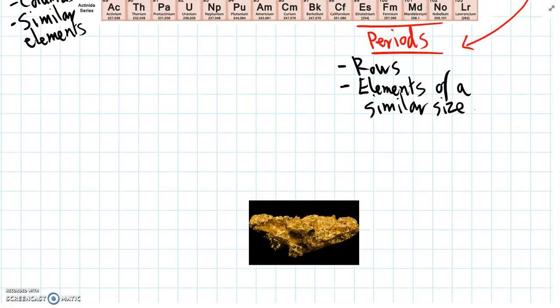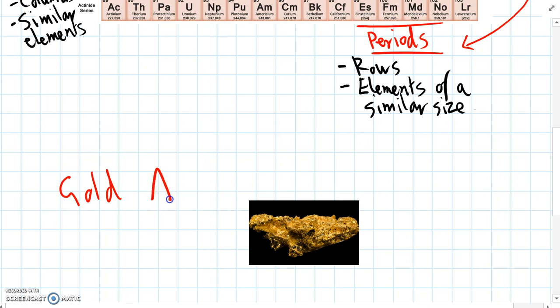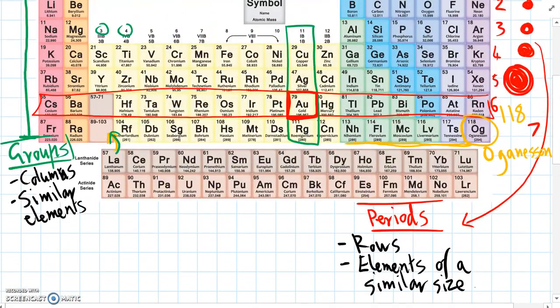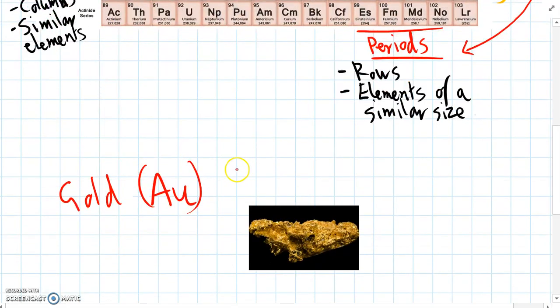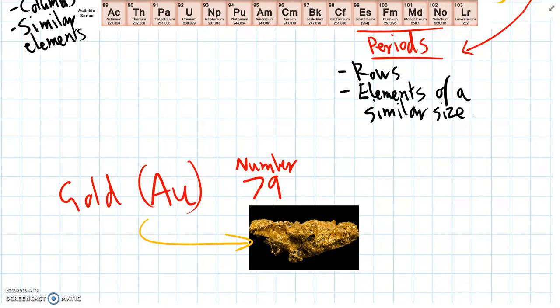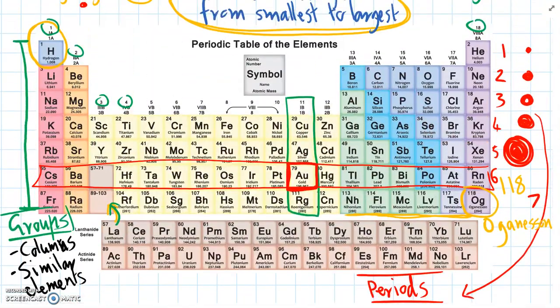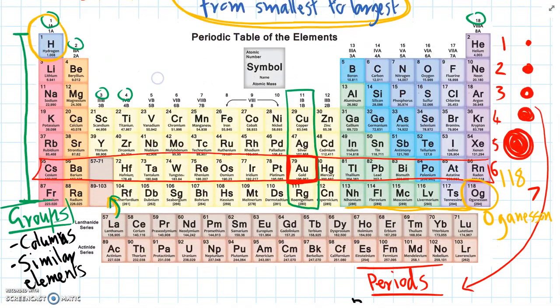And gold has the symbol of Au. So let's look at a few details of gold. We know from the periodic table it has the symbol Au. We can see its number as well. It's number 79. And we all know what gold looks like. If you're lucky enough to find a nugget this big, you could pretty much retire for a few years and not have to work. So the periodic table organizes all the elements and shows us the similar elements and the size of all the different elements too.